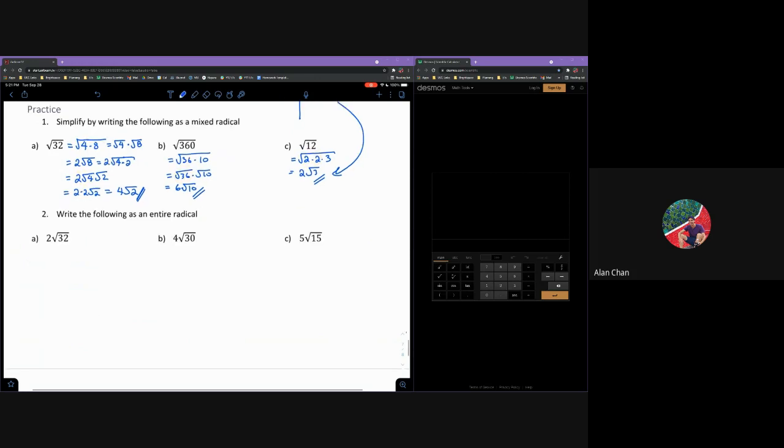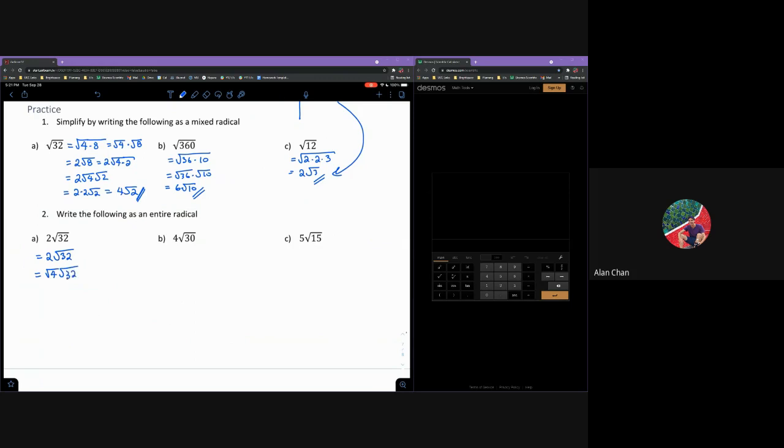Now, let's take a look at question 2. We're supposed to write these as entire radicals. So in the previous question, we took out numbers from inside the house. Now we're trying to put them back into the house, if that makes sense. So how do we do this? Well, we know this is 2 root 32. I just wrote the question out again, which is really unhelpful. But we also can write this as square root of 4 times the square root of 32, right?